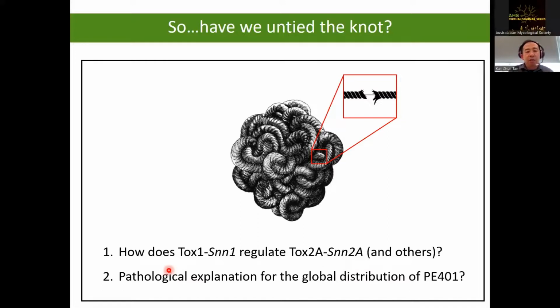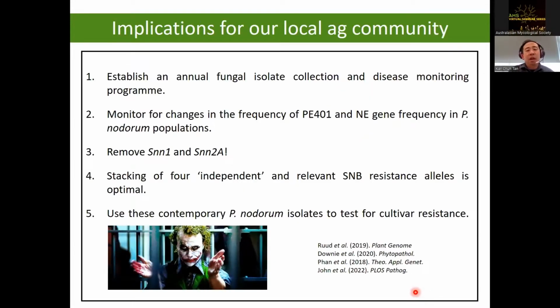Also, what's the pathological explanation behind the global distribution of P41 as well? So we're still trying to figure that one out, right? So what is the implication for our local ag community? We recommend that we establish an annual fungal isolate collection program and disease monitoring, but also we need to monitor for changes in the frequency of P41 and effector genes in the local nodorum population, right?